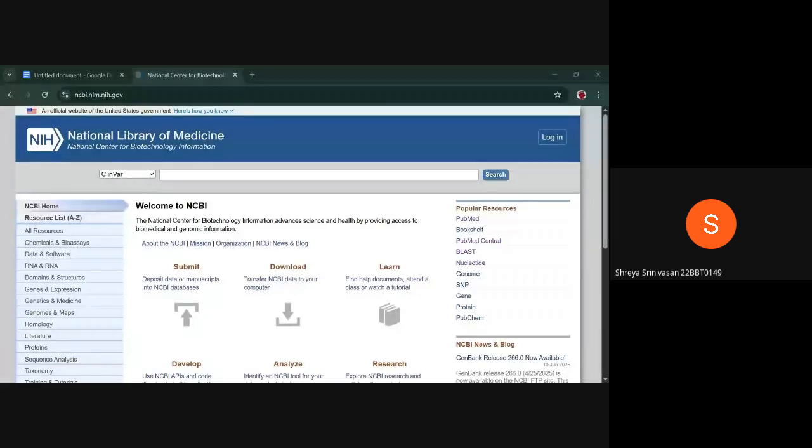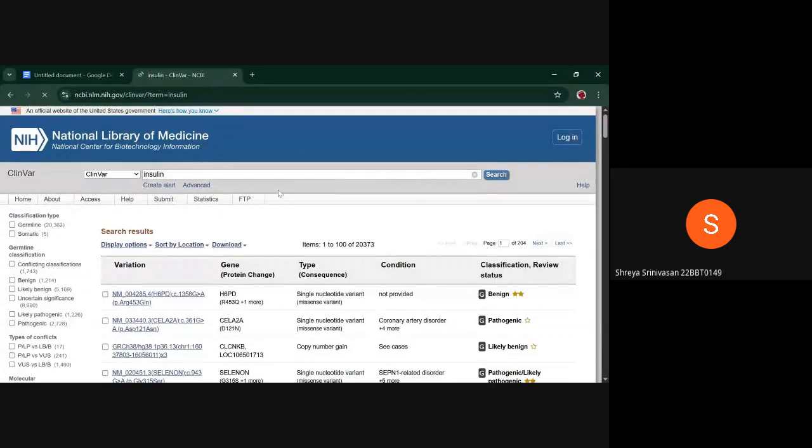Can you guys see my screen? All right, that's great. So we are going into NCBI, and under this, we go into the ClinVar database. Okay. For now, I'm going to give a random protein because I just want to introduce you guys to what ClinVar is. So we'll just take insulin. Just something random because it goes into the page where you can see what it is.